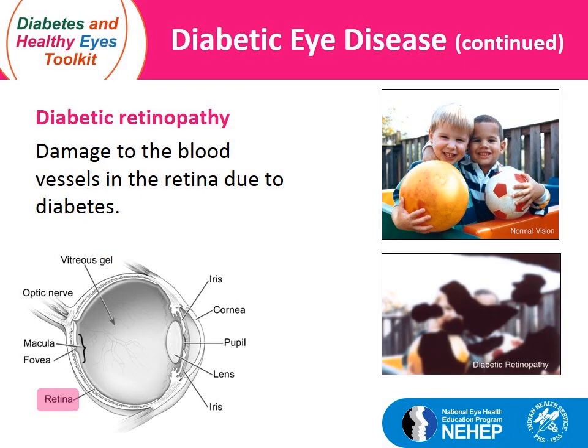We'll first start by reviewing diabetic retinopathy, which is the most common diabetic eye disease. It occurs when diabetes damages the tiny blood vessels inside your retina. If you have diabetic retinopathy, at first you may not notice any changes to your vision, but over time it can get worse and cause vision loss. On the right-hand side of your screen, you can see 2 photos. The photo at the top is a representation of how a person with normal vision sees. The photo at the bottom is how a person with advanced diabetic retinopathy sees.